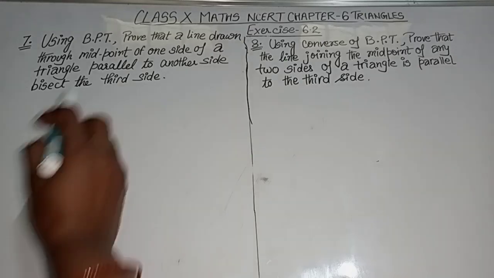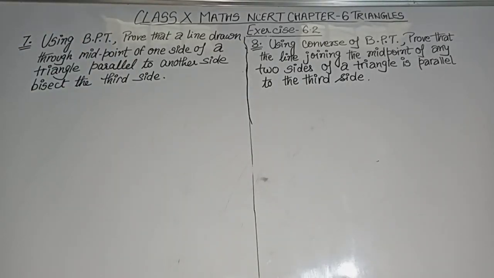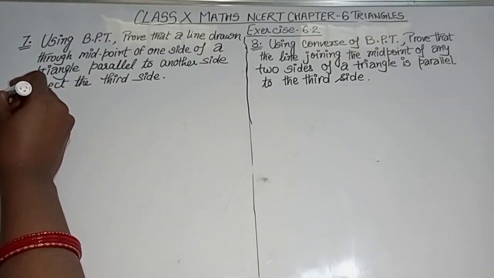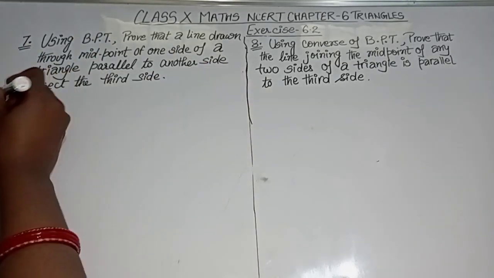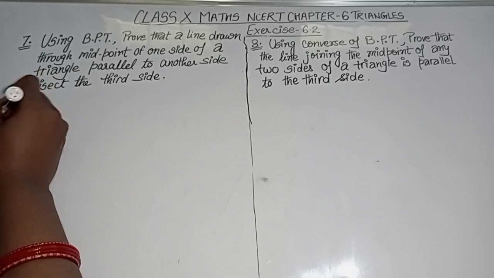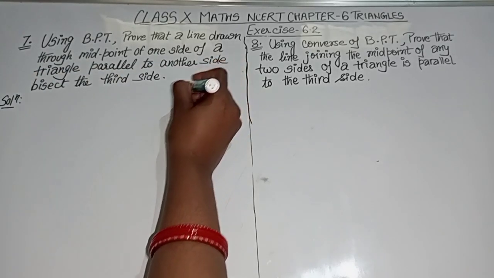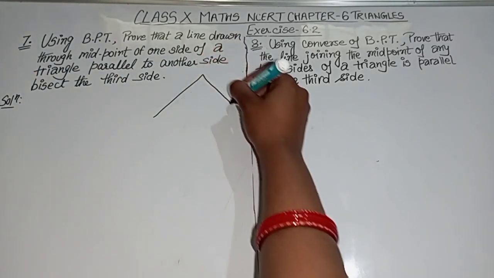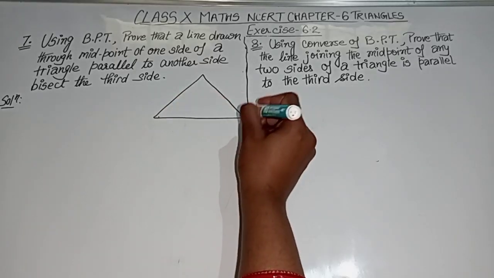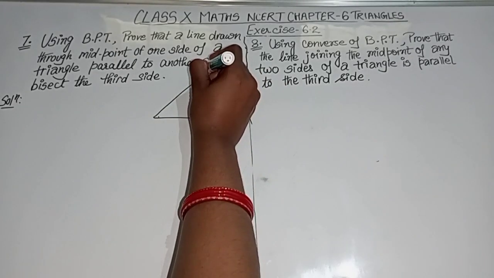Using BPT, that is the basic proportionality theorem, prove that a line drawn through the midpoint of one side of a triangle parallel to another side bisects the third side. Okay, so here is the solution. Before the solution, you will make a triangle ABC.